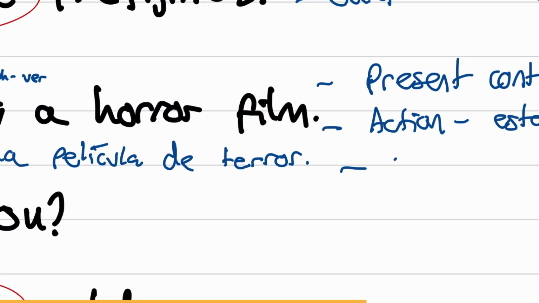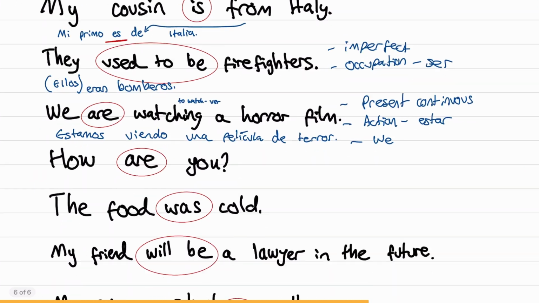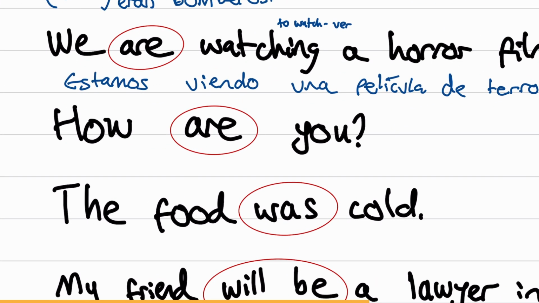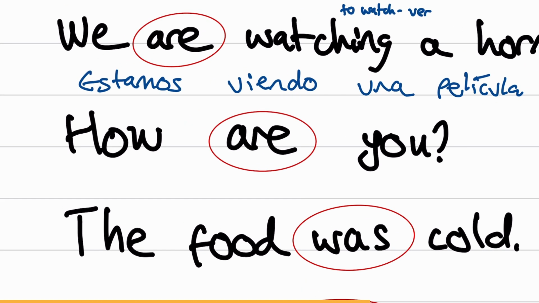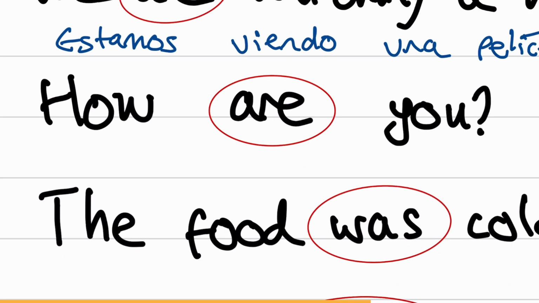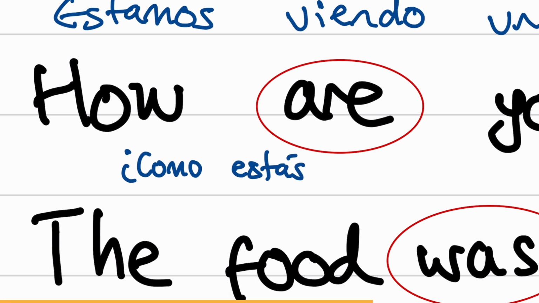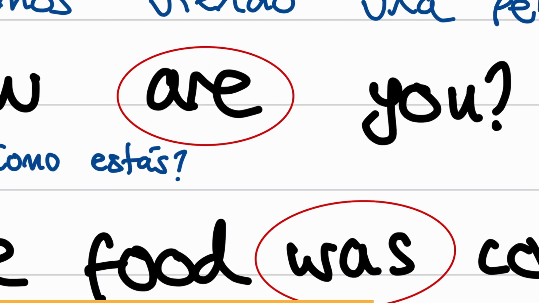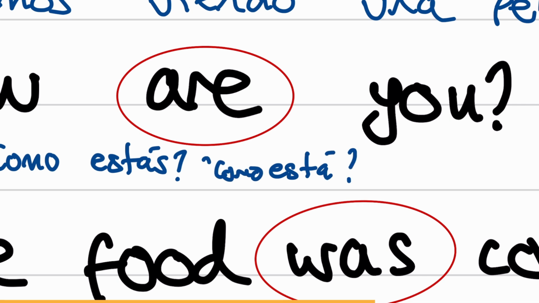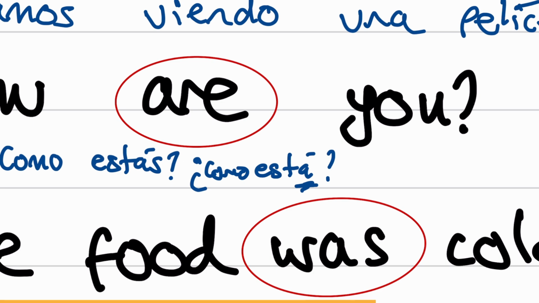This is the we form. We are watching it. Vale? Okay, how are you? This is a really easy one. I'm not going to think about all the different things. I'm just going to think, how do you say how are you? Maybe your teacher, when you enter the classroom, how do they greet you? ¿Cómo estás? How are you? If you want to be formal, you can say just ¿cómo está? Because that's the he/she ending for usted. So, ¿cómo estás? Or ¿cómo está?